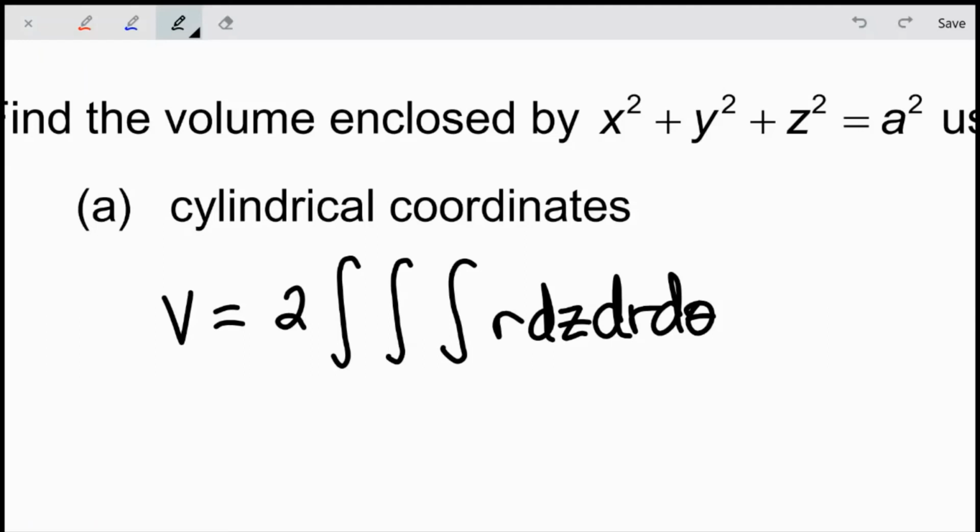Since I'm doubling this, since I used the 2, I'm just going to go from 0 to the square root of a squared minus r squared. That would essentially be the top half of the sphere, and I've doubled it, so instead of just a hemisphere, I'm going to get the full sphere. Now, for the r values, I'm going to go from 0 to a. And for my theta values, I'm going all the way around the pole or the origin, so that's going to go from 0 to 2 pi.